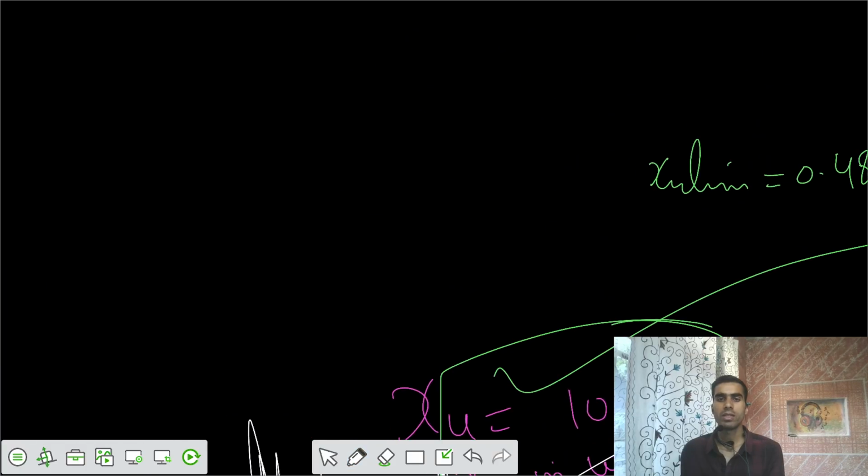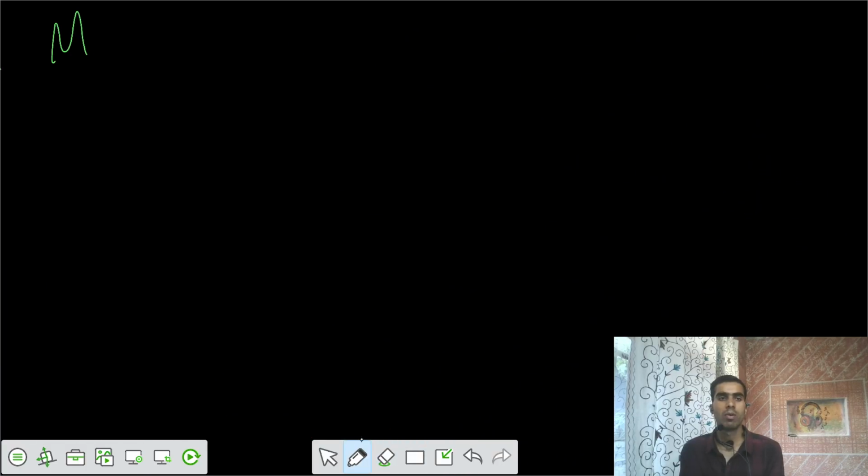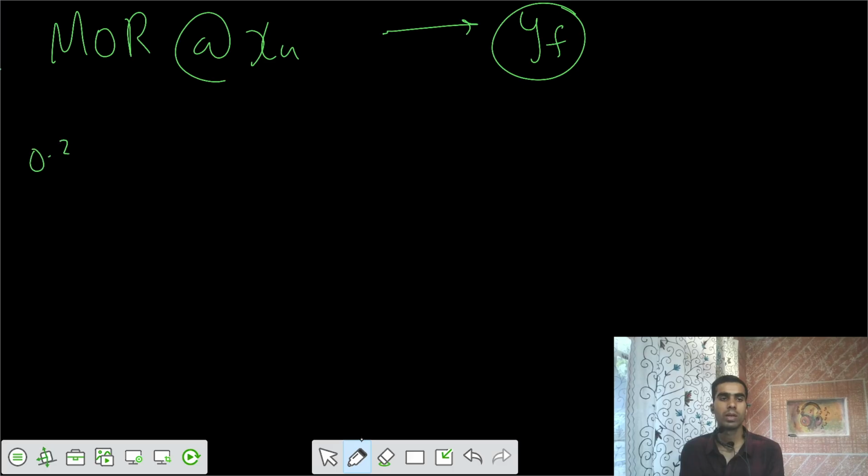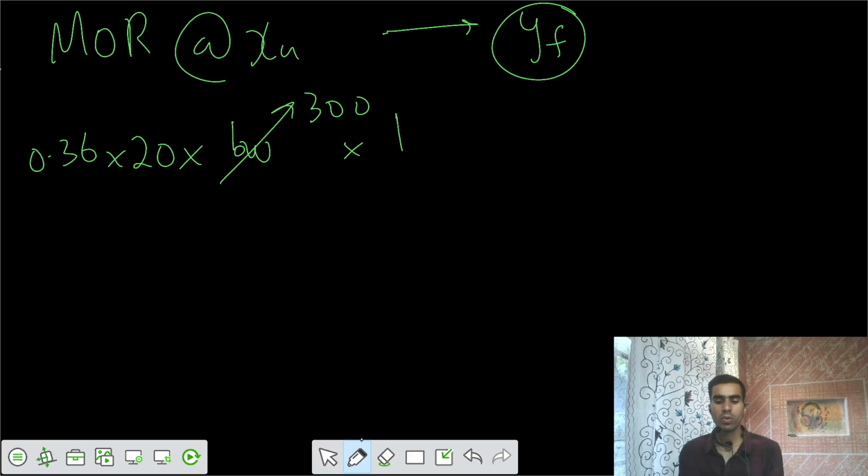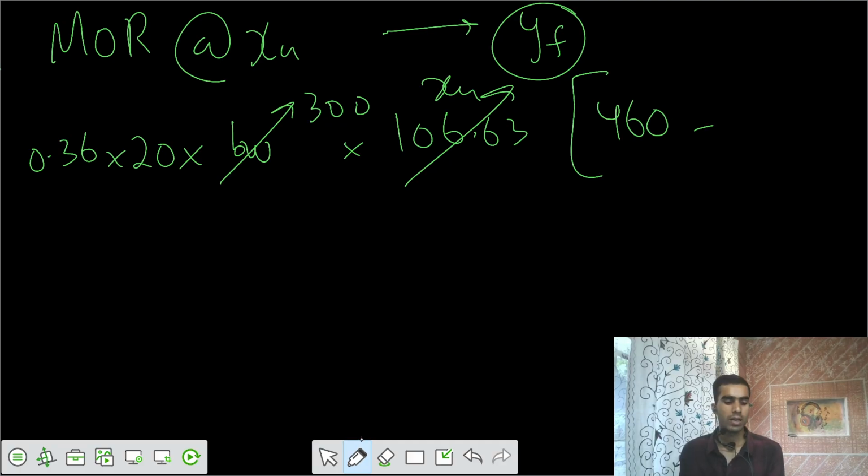So moment of resistance, we have the equation for moment of resistance at the rate of xu, using the concept of yf. So that is 0.36 fck bw, bw is 300, xu was 106.63, then we have d minus 0.42 xu. The value of d was 460. We have already calculated those values.